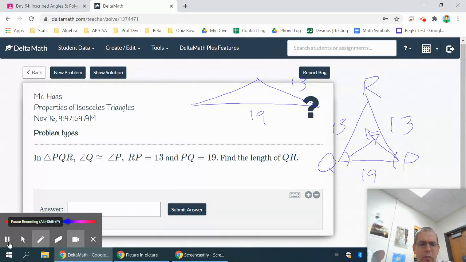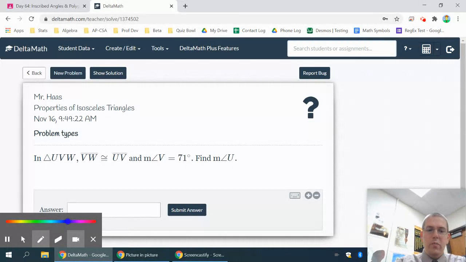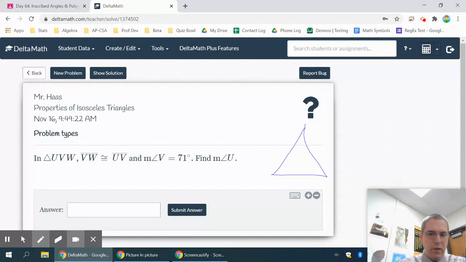We'll try another example. Once again, very important anytime you're doing geometry to draw a diagram so you can see what you're talking about. That's not a pretty triangle, but it'll work. And then it tells me VW matches UV. So those match up, and it says the value of angle V is 71. So this angle up here is 71 degrees.